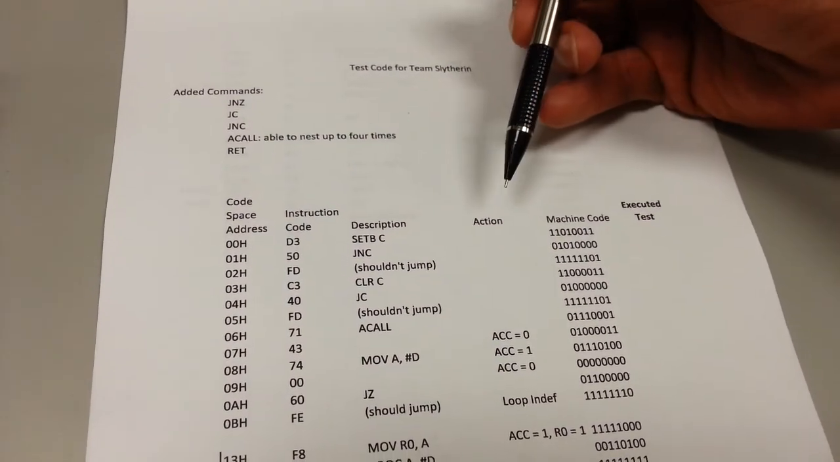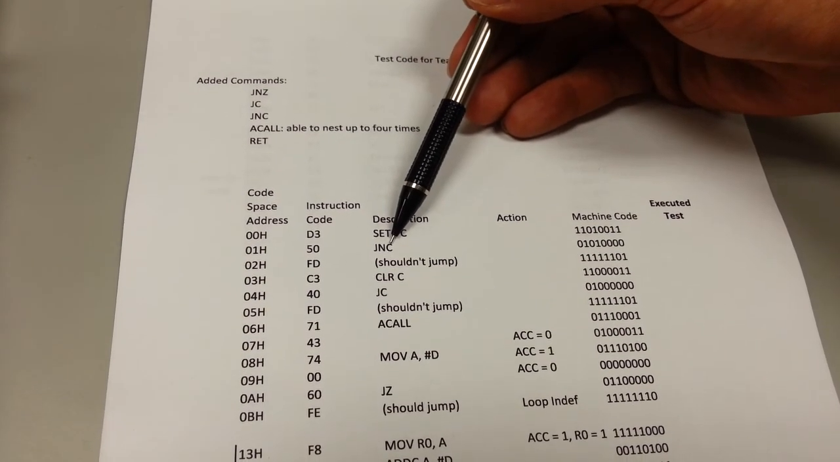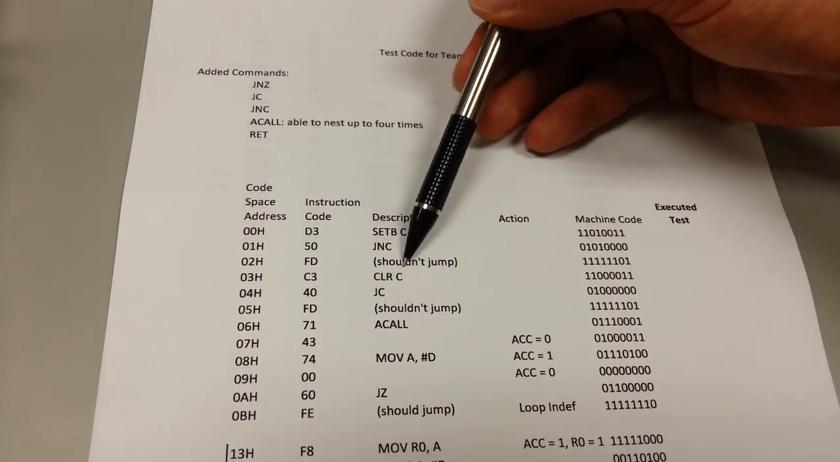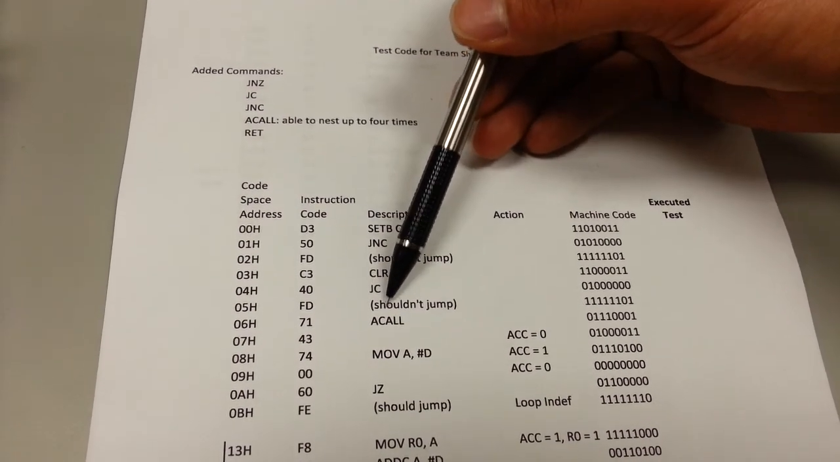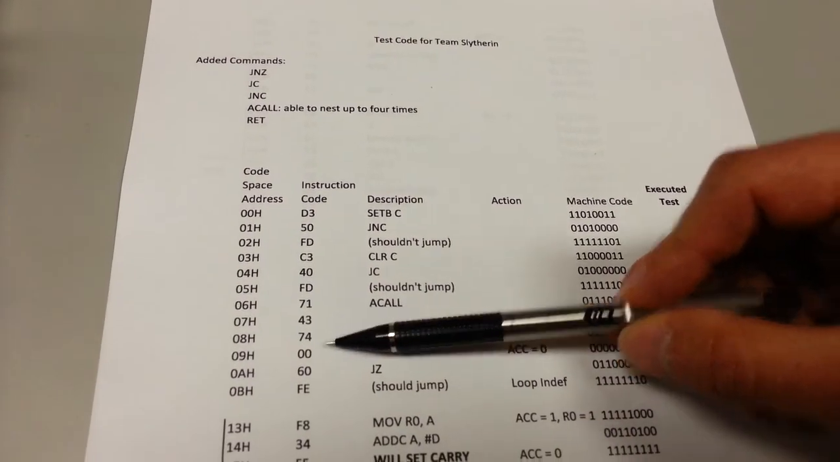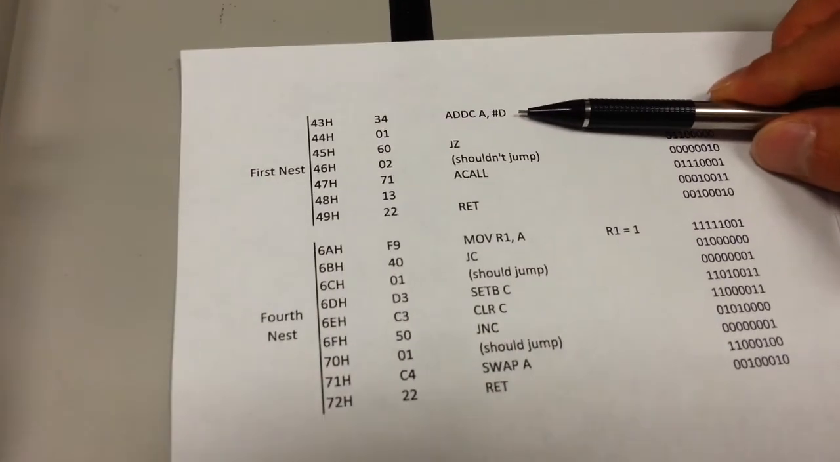And the test program, basically we're going to set the carry bit. We're going to test that JNC does not work, so jump if not carry. Since carry is on, it should not jump. We're going to clear the carry bit, test the same thing for jump if carry. Then we're going to jump with ACALL to line 43, which is the first nest. And that takes us to this right here.